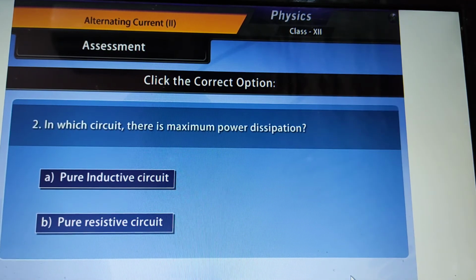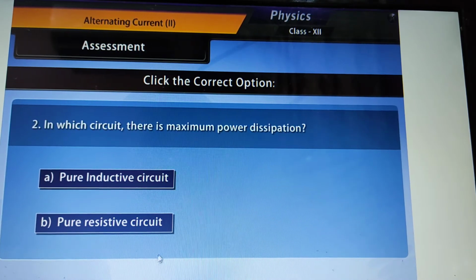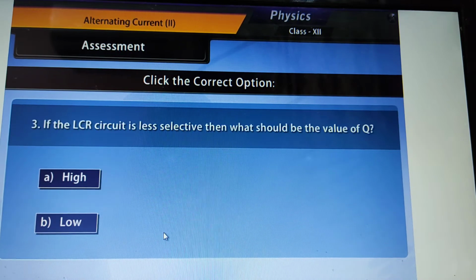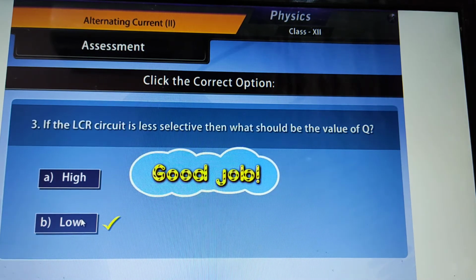In which circuit is there a maximum power dissipation? Answer is B. Pure resistive circuit. Good job. If the LCR circuit is less selective, then what should be the value of Q? Good job.